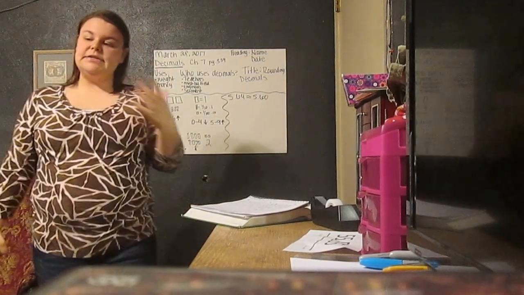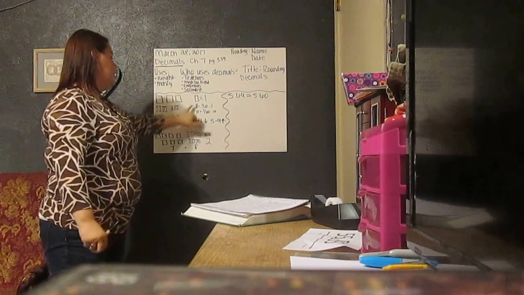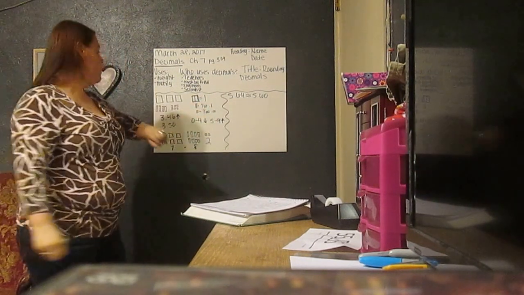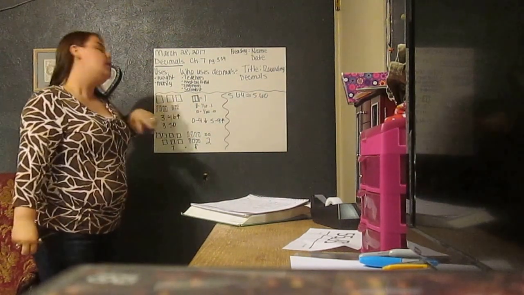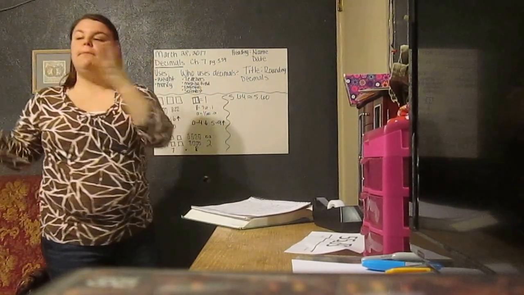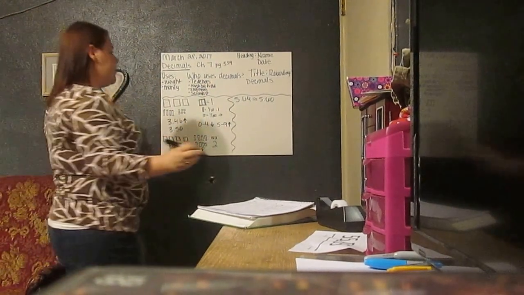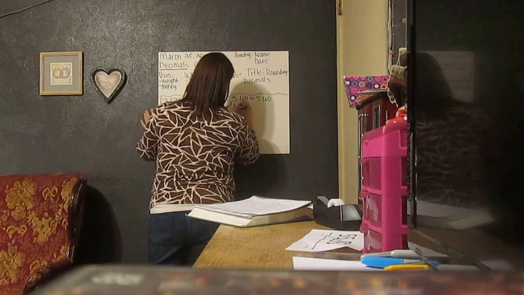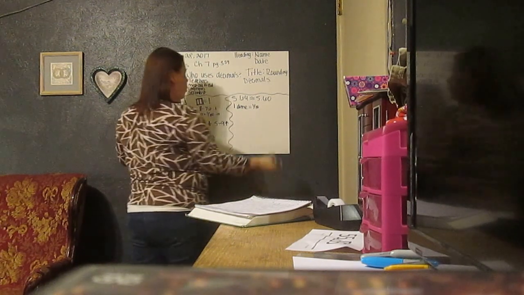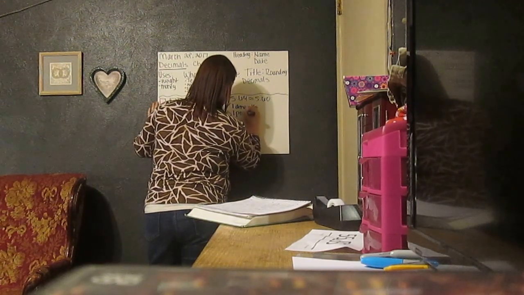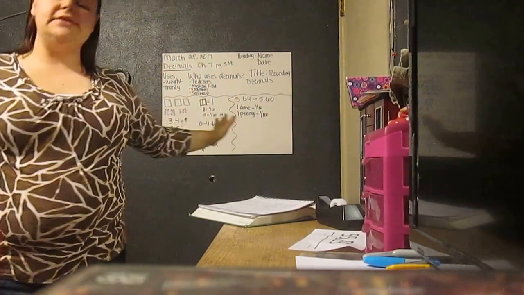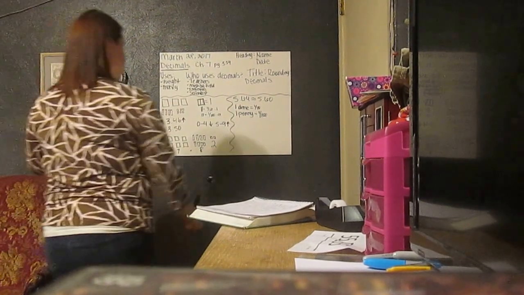That's correct. Now we talked about how the large square is 1, the strip is 1/10, and the small square is 1/100th. So let's put that into monetary form. How much is a dime worth? A dime is 1/10. That's correct. What about 1 penny? It is 1/100th. Correct. All of this information will help us on our assignment.